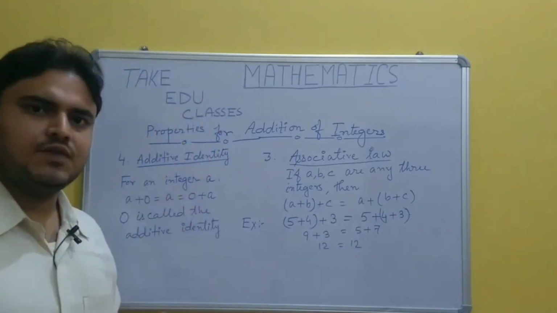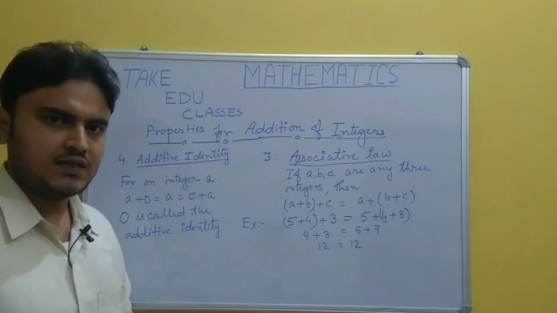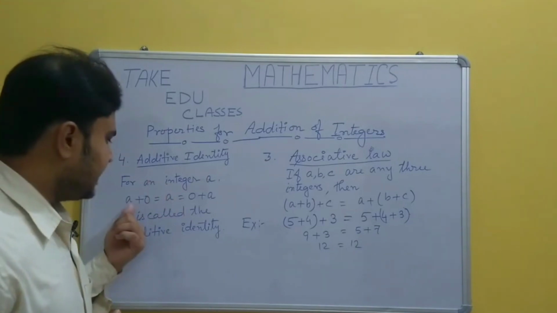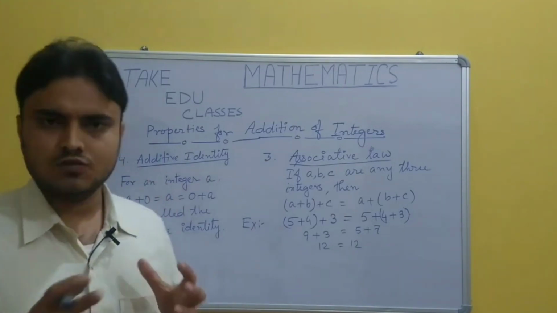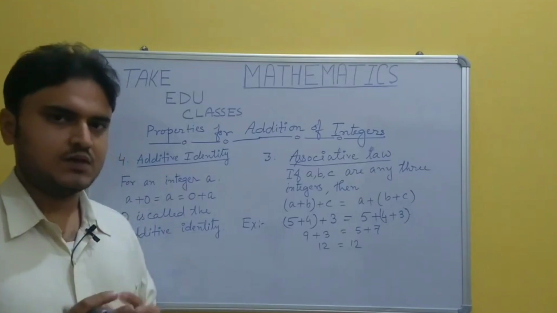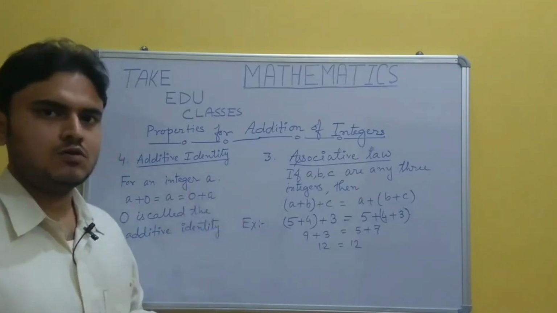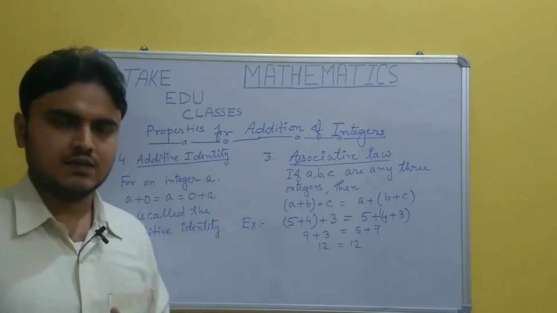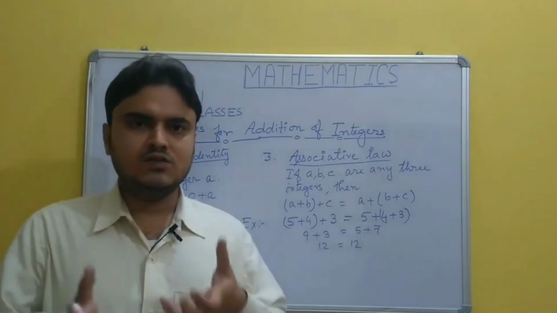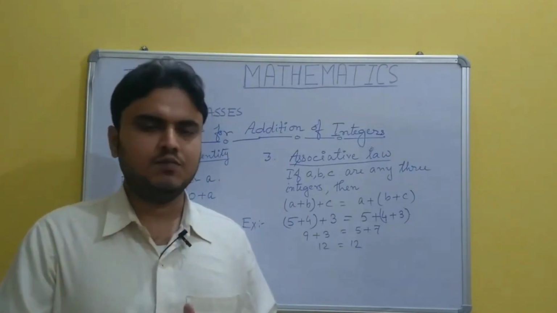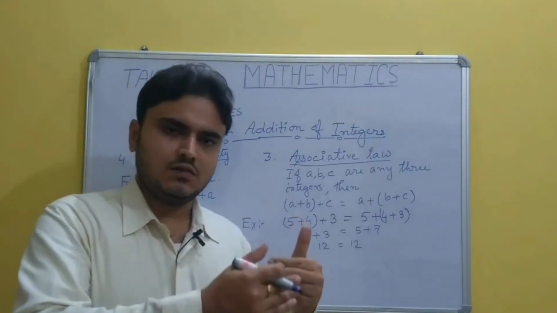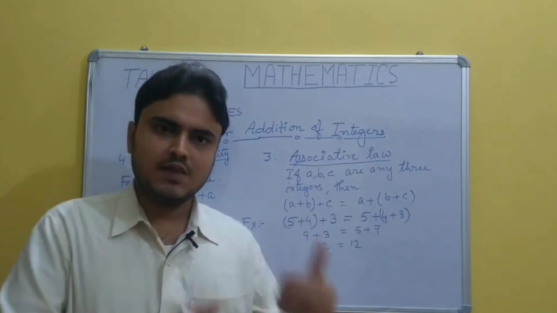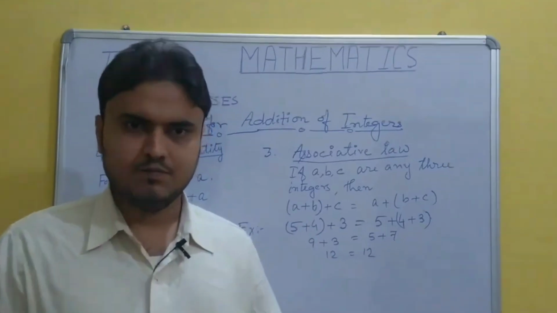Next one is additive identity. What is additive identity? Suppose an integer number is a, and a plus 0 is equal to a, the same integer number. Similarly, 0 plus a is also the same integer number. Here 0 is called the additive identity. That means additive identity is the integer number that, when added to another integer number, gives us the same integer number in return.